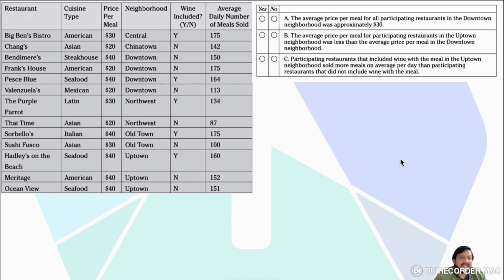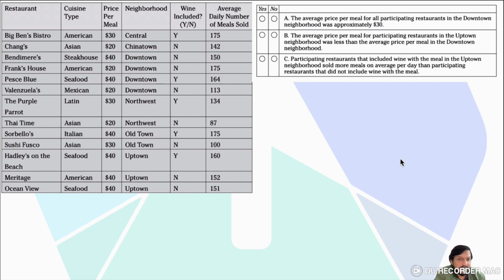Now what has happened is that the moment you click neighborhood as a sorting option, the neighborhoods get arranged in alphabetical order, and as you can see, all the central, Chinatown, downtown, all these bundles have come together. So all the downtown has come together, northwest has come together, old town has come together, and uptown has come together. Now it is very easy to see all the downtown restaurants together. It makes sense to sort it to our requirement as per the question.